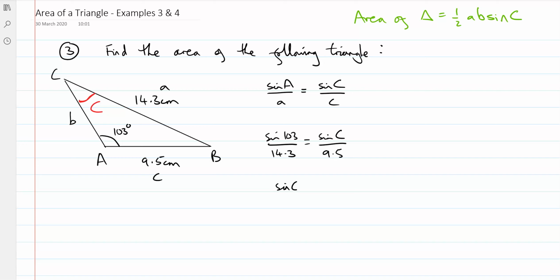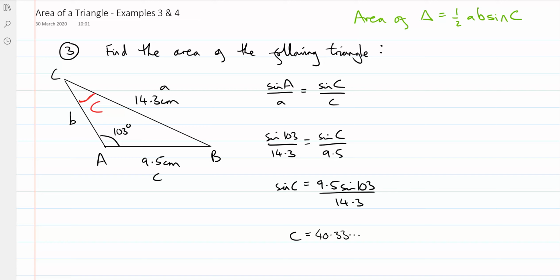So sine capital C, times both sides by 9.5, is 9.5 sine 103 all over 14.3. And to calculate capital C, the angle, we can inverse sine both sides of this equation. So let's work out 9.5 sine 103 divided by 14.3, so 0.647, inverse sine that, and you get 40.33, etc., etc. And again, I don't need this angle to work out my area directly, so I'm not going to round it. It's not my final answer. So that's the angle at C.